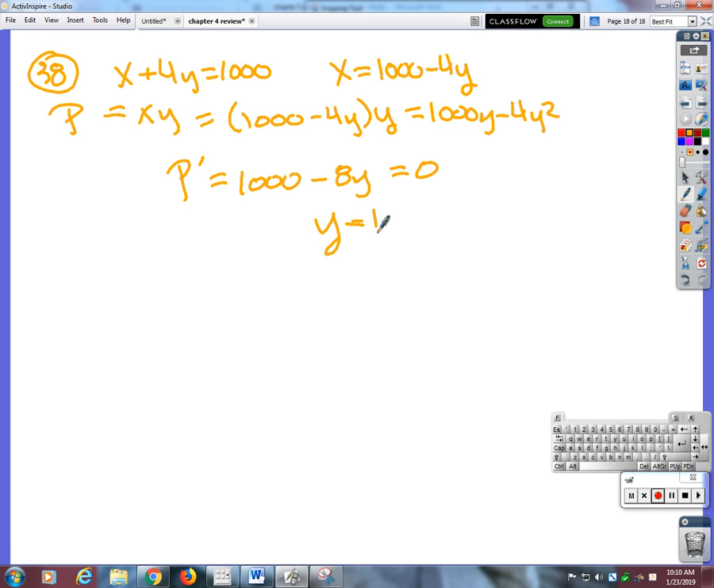Let's see. Yep, it is 125. So 4 times 125 is 500. So then x also, x is okay.